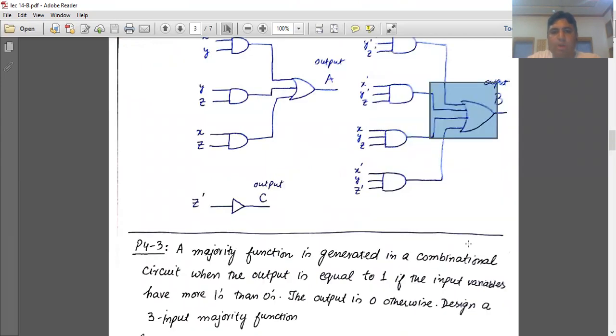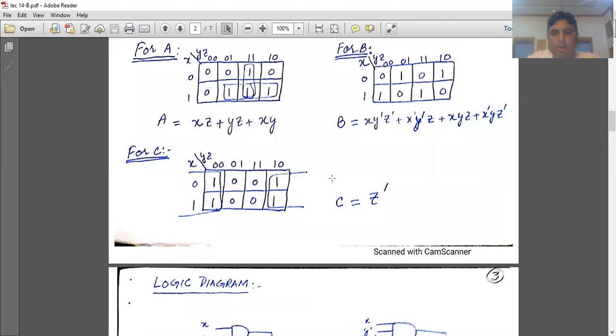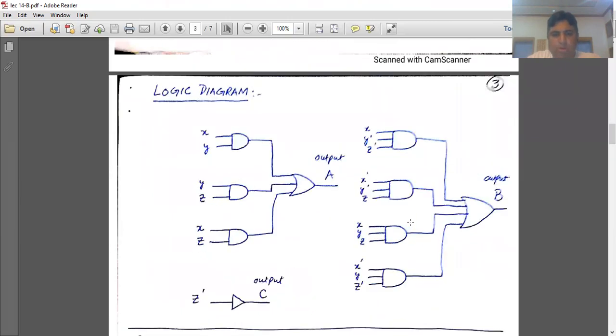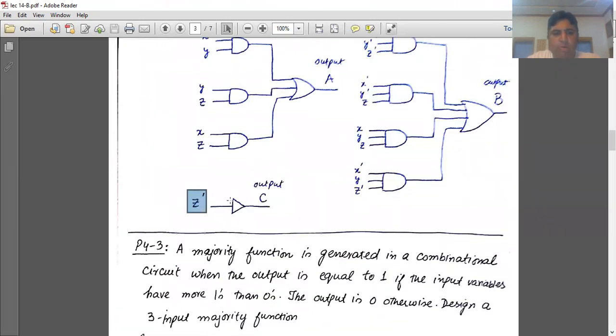This is B. And for C, C is equal to Z bar. So we simply take Z bar and we make a gate which is a buffer. Buffer doesn't do anything. Buffer gives the output as the input. So C is equal to Z bar. We have studied this gate, buffer, in the second chapter maybe. So buffer doesn't do anything. Buffer gives the output the same as the input. So Z bar is the output C here.